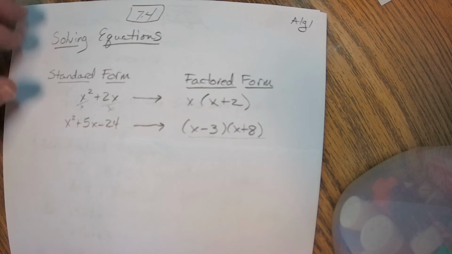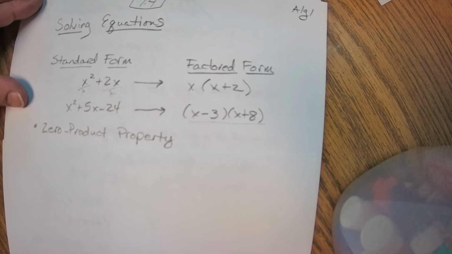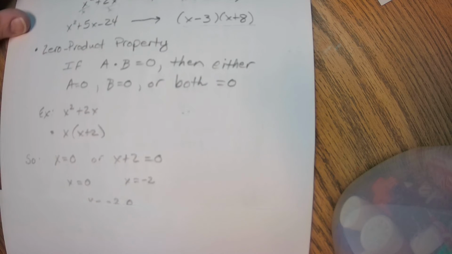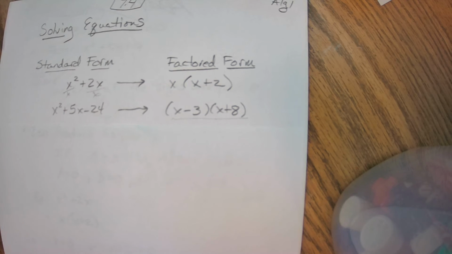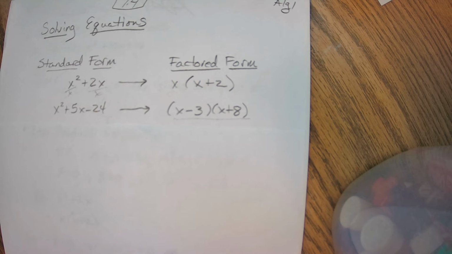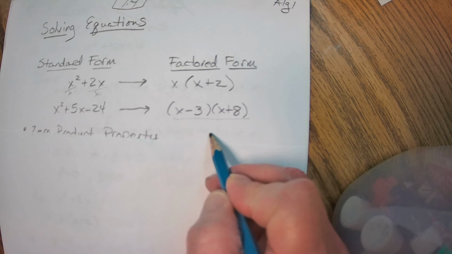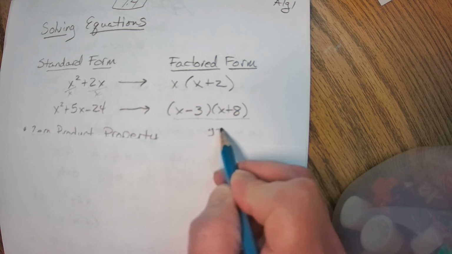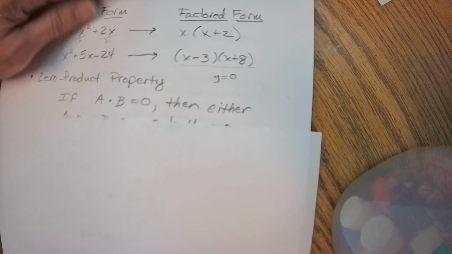So when we're solving a polynomial, if I were to graph this, I want to know where it crosses the x-axis. So in other words, when we solve, we want to know what x gives us a y value of 0.